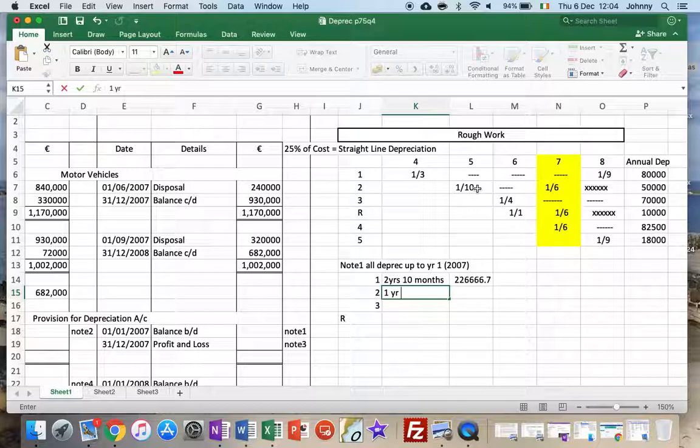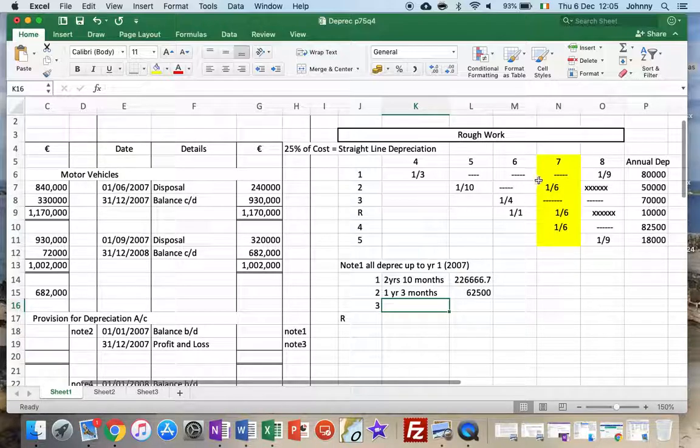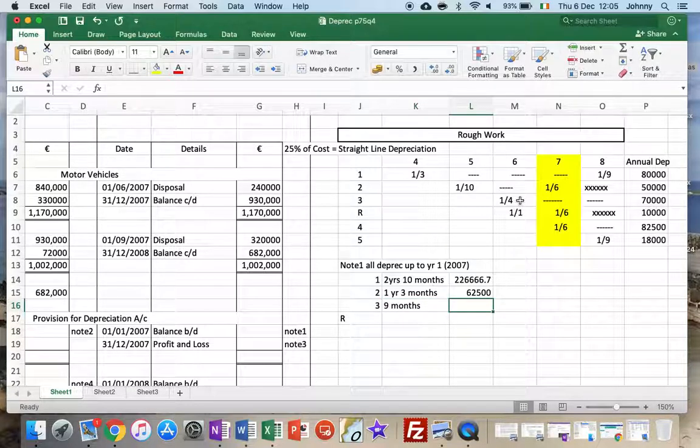Yeah, so 1 year and 3 months. So that's going to be 50 grand, because that's the figure for that particular vehicle, multiplied by 1 year, 3 months, which is 1.25 years. And then number 3, I had it for up to 2007. I had it for this part of the year, 1st to 4th, so it'll be 9 months. So it'll be 70 grand times 0.25.